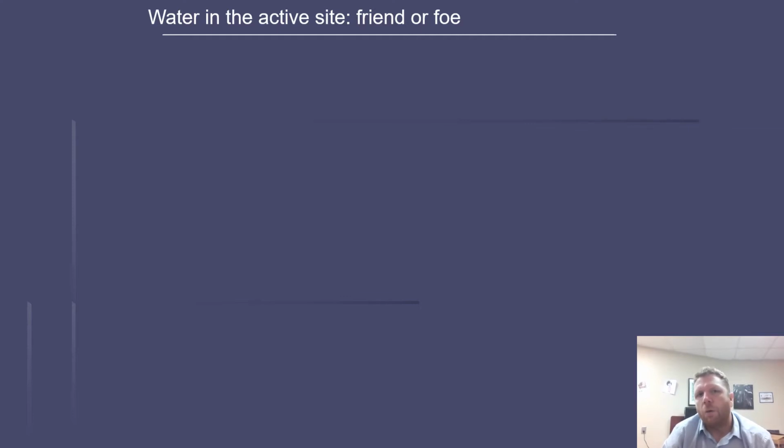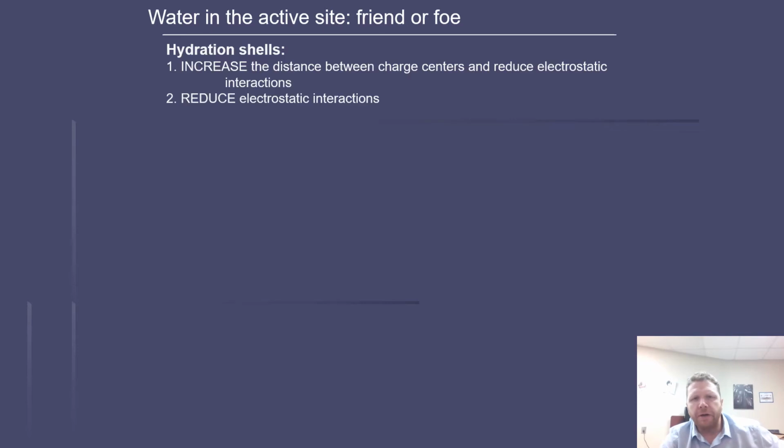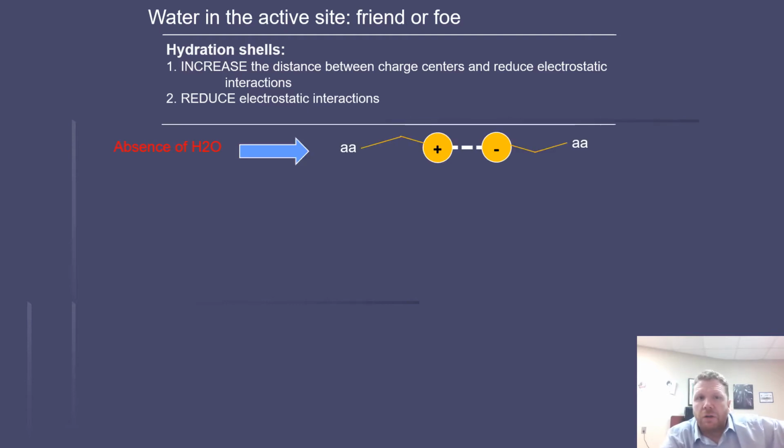So what is water actually going to do within the active site? Is it going to be helpful? Is it going to be combative? Depends. So hydration shells, remember that's how water is going to form this basic shell around different things. Because if you remember, water is a polar molecule. You've got the partial positive charge, and then at the opposite end of it, you've got this partial negative charge. So one thing that these hydration shells could do is increase the distance between charge centers and reduce electrostatic interactions.